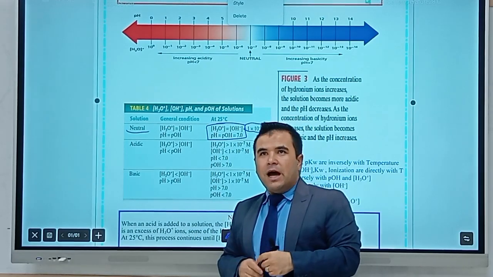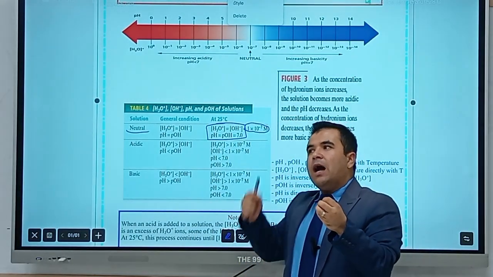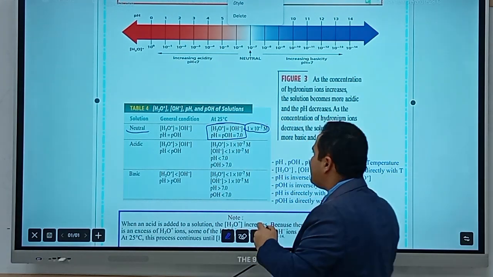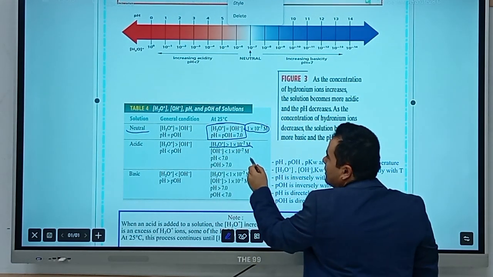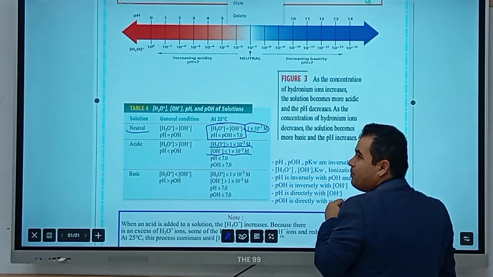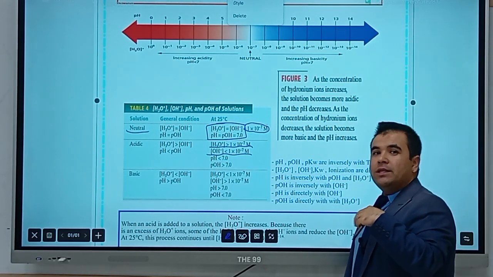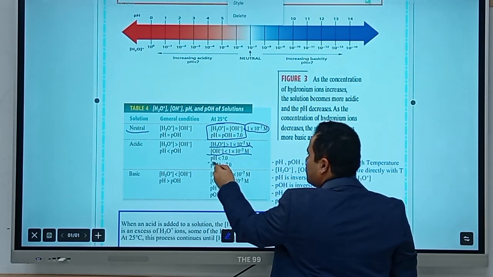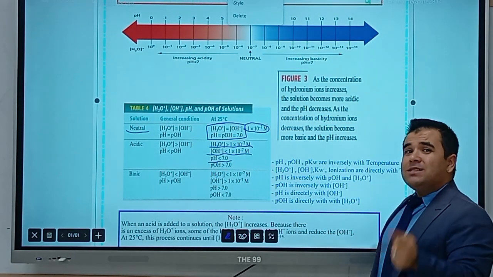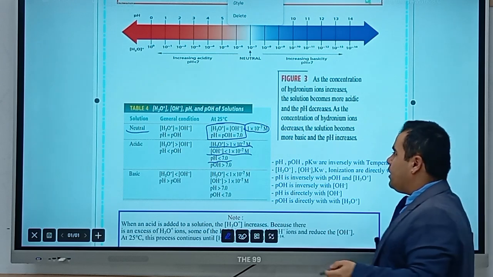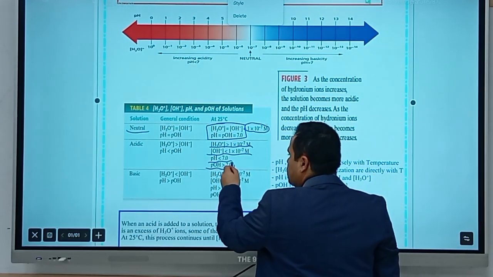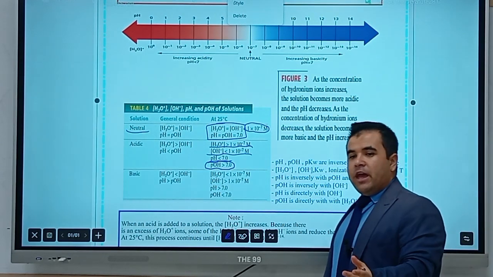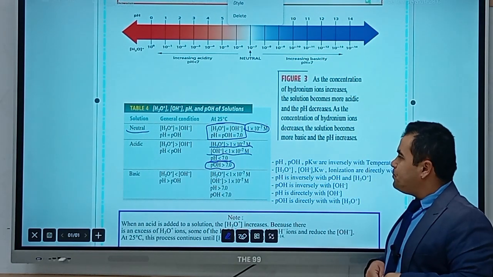But for the acid, guys, the hydronium is higher than the hydroxide. We can say the hydronium is higher than 10 to the power minus 7, but hydroxide is lower than 10 to the power minus 7. In terms of pH, the acids have a lower pH than 7. The acids have a higher pOH than 7. And then simply we can say the pH is lower than the pOH.